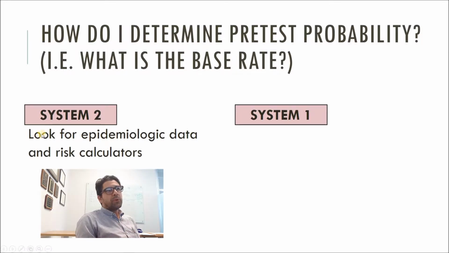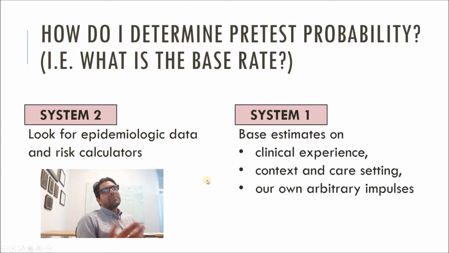Now, the system 2 approach would be to actually look for epidemiologic data and use risk calculators. And you can do that for some diseases, but for some diseases you really can't do it well. The system 1 approach would just base my estimates on clinical experience, the context, the care setting I usually see patients in.